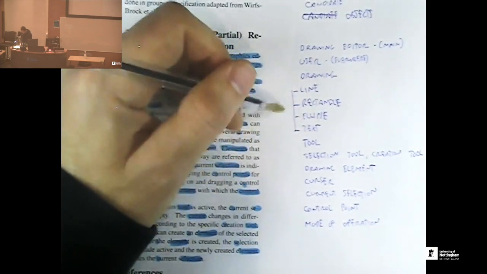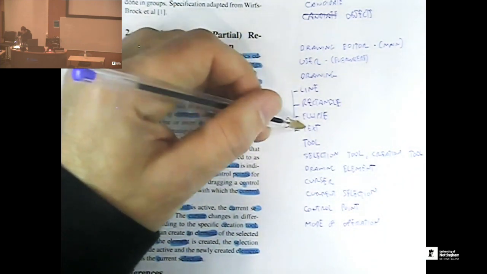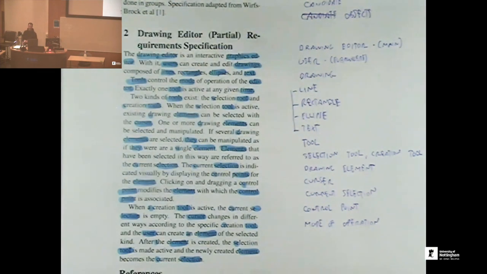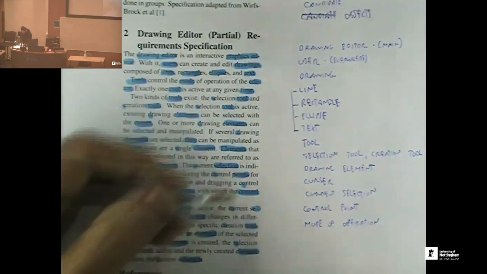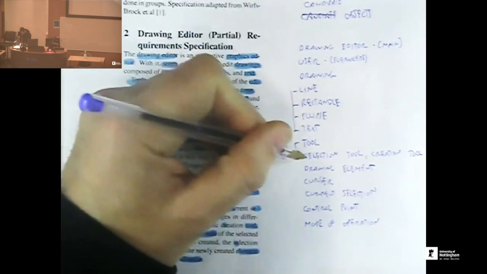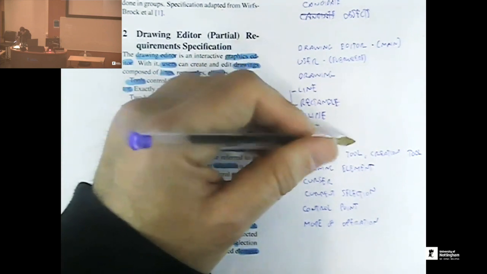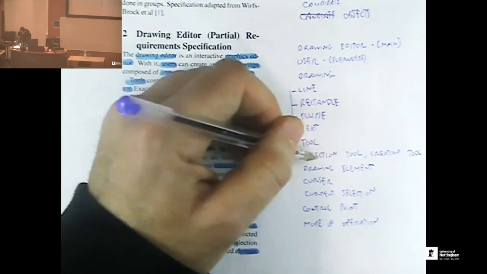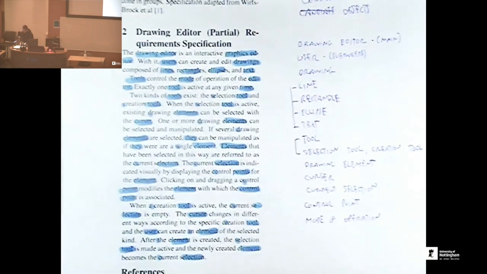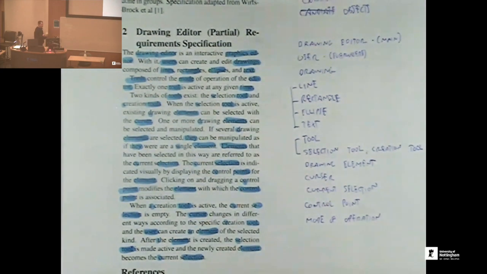But look, all four of these are going to be part of a drawing. So there's both a class hierarchy and an object hierarchy, sort of staring at you in the face, just from the written specification. And the same is true for tool. Like there's a selection tool and a creation tool. Probably this is going to be a class hierarchy right here. A selection tool is a kind of tool, and a creation tool is a kind of tool. So the class hierarchies are staring at you in the face, right, in the requirement specification.